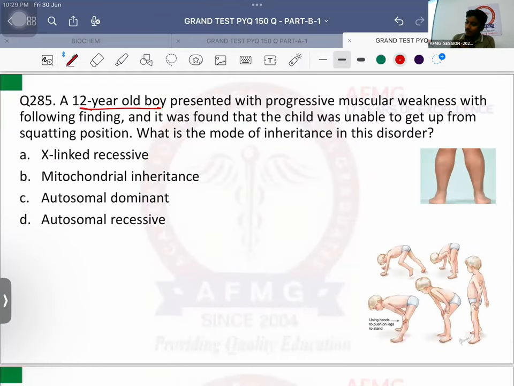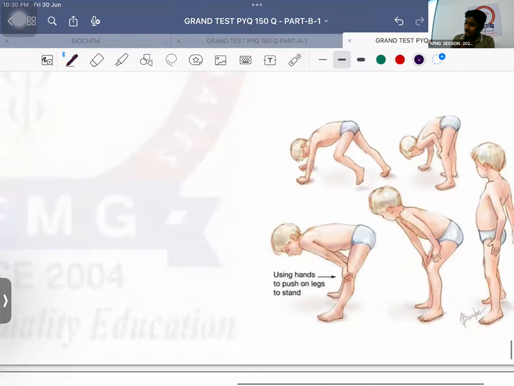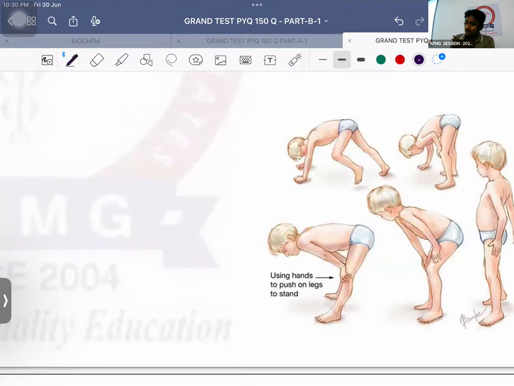285. A 12-year-old boy presented with progressive muscular weakness with the following finding, and it was found that the child was unable to get up from squatting position. If he gets up, he usually uses his hands for support. This is known as which sign? That is what was asked. Gower sign.